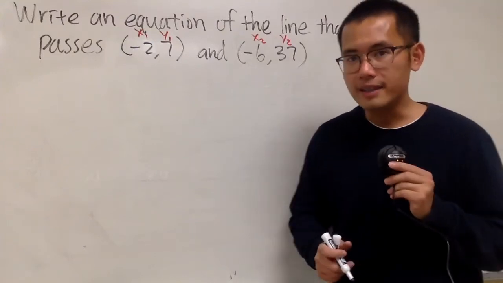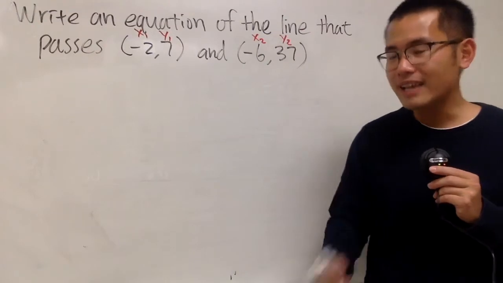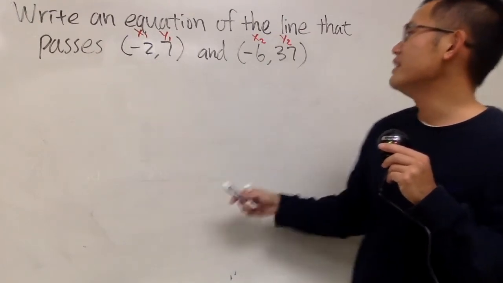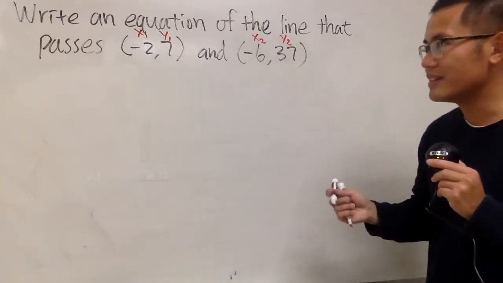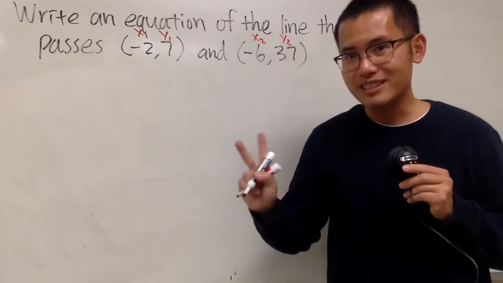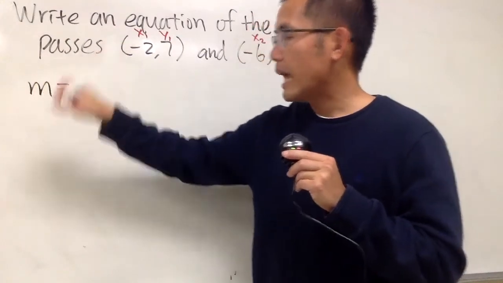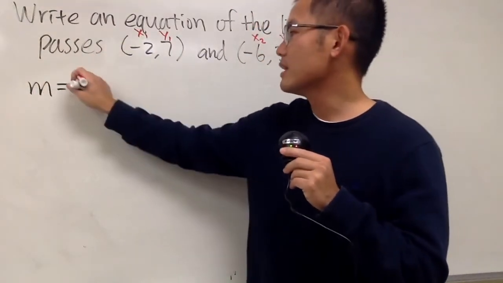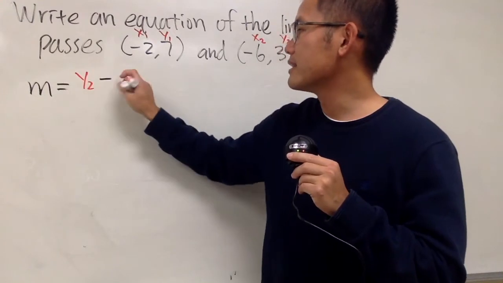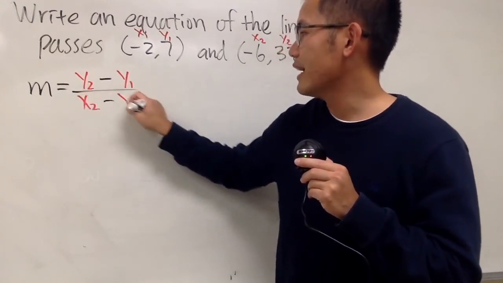Okay, we are going to find an equation of a line, and we want to do this in slope-intercept form. We want the line to pass through (-2, 7) and (-6, 37). So let's get to work. Notice that we have 2 points, so we have to find the slope first. Let me write it down right here for you guys. M for the slope, and the slope is y2 minus y1 over x2 minus x1.